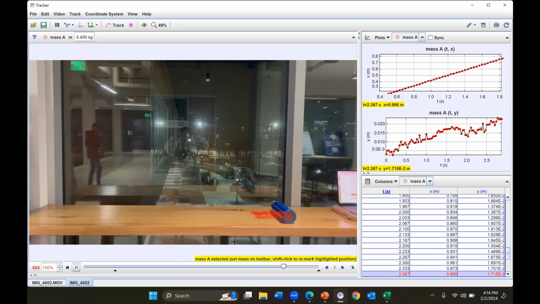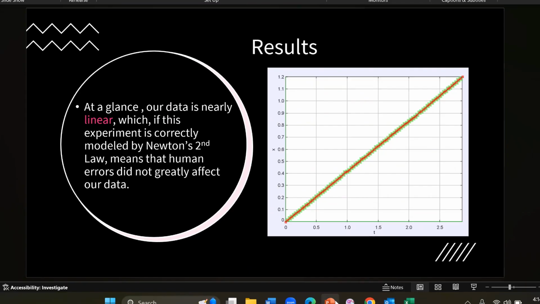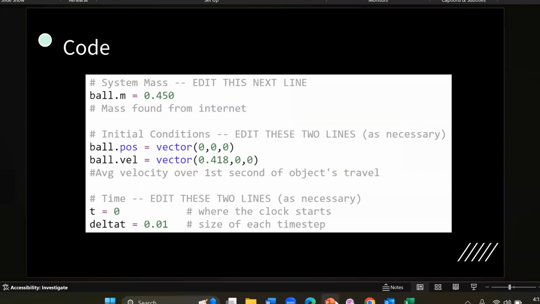At this point, we will look at Tracker, where we modeled the position of our moving object relative to time. Our recorded values show us that our data is nearly linear and was not greatly affected by human errors. Now let's look at our GlowScript code.